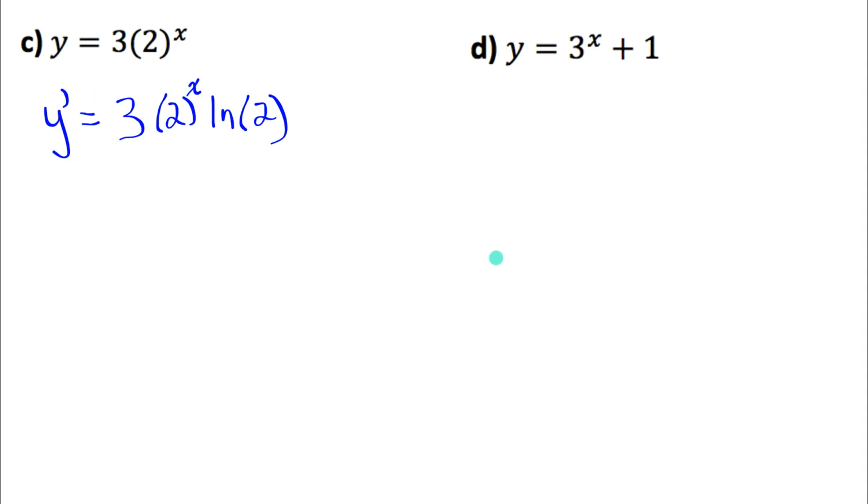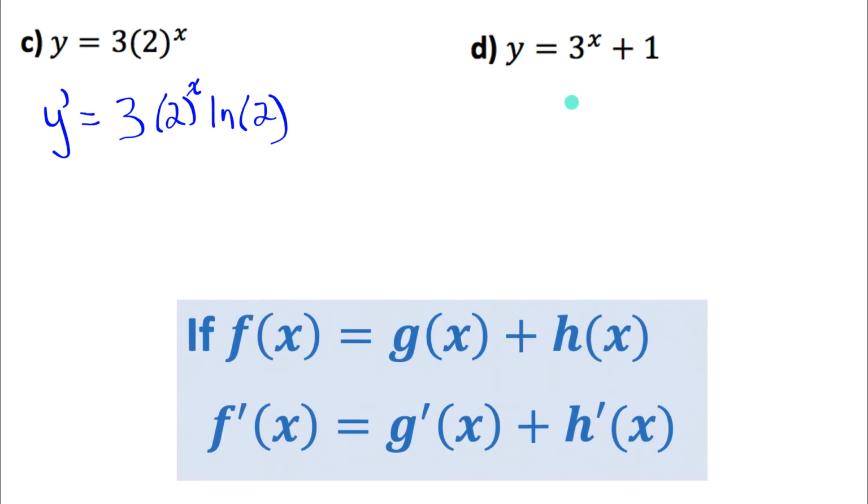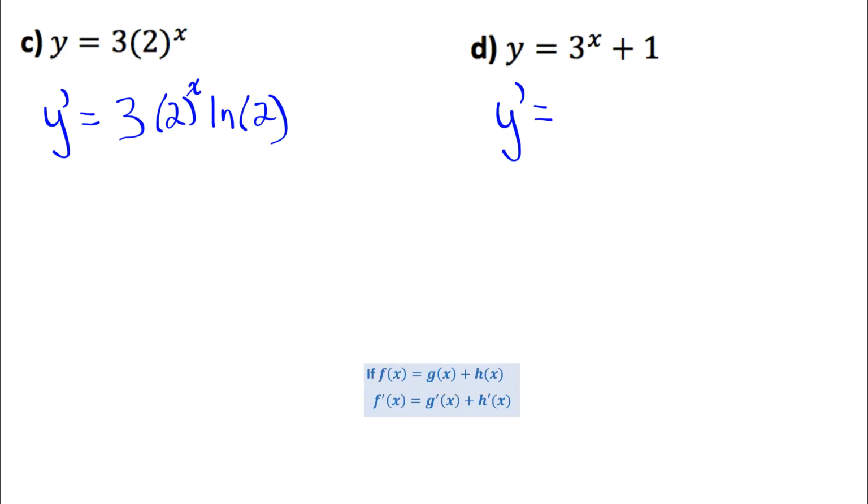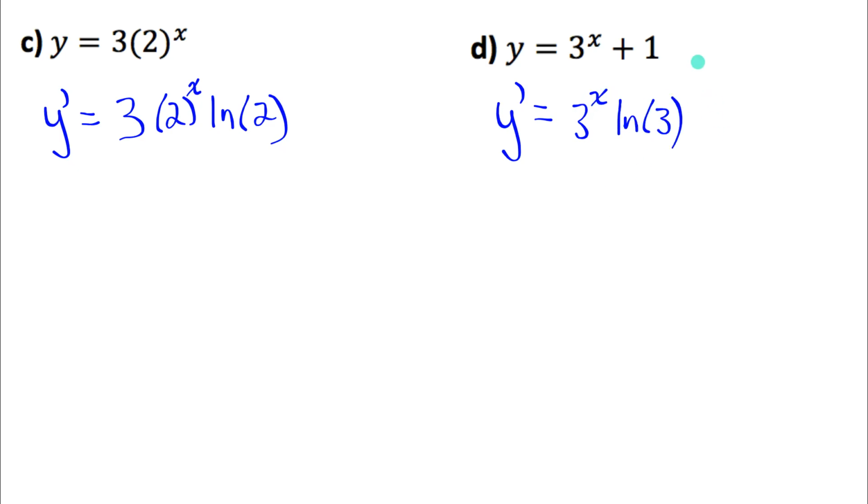Part d, I'll just have to use my sum rule for derivatives. I want to differentiate a sum of two things. So I can find the derivative of that by just finding the derivative of 3 to the x plus the derivative of 1. And the derivative of 3 to the x is 3 to the x times ln of the base plus the derivative of 1 is 0.